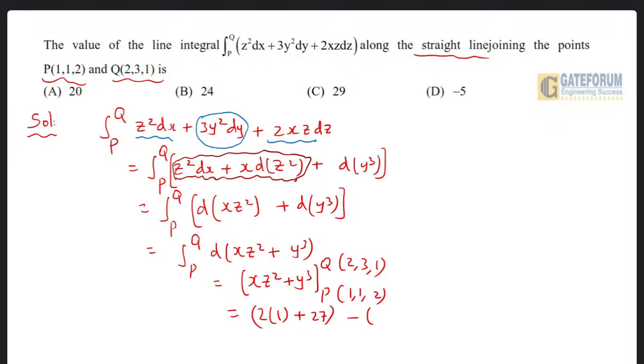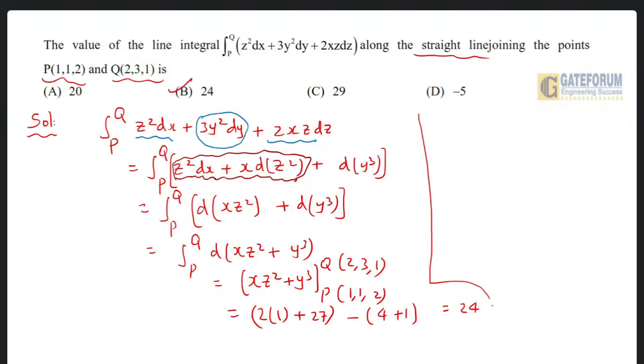now putting the lower limit: x value 1, y value 1, z value 2. 1 into 2 square, 4, plus y cube, 1. So this is 29 minus 5, 24. So there is the answer. Option B.